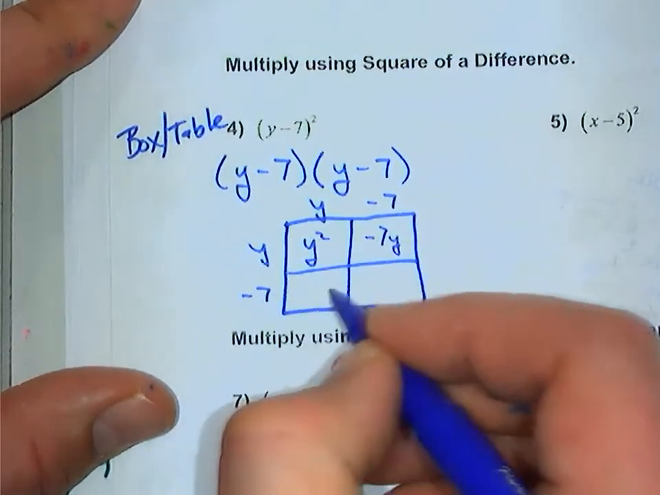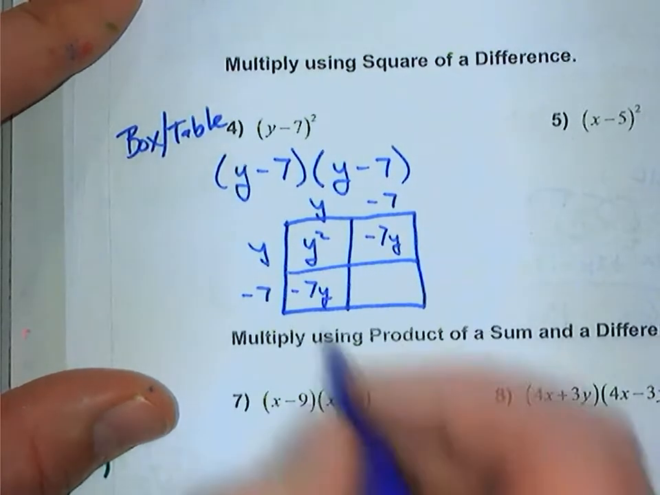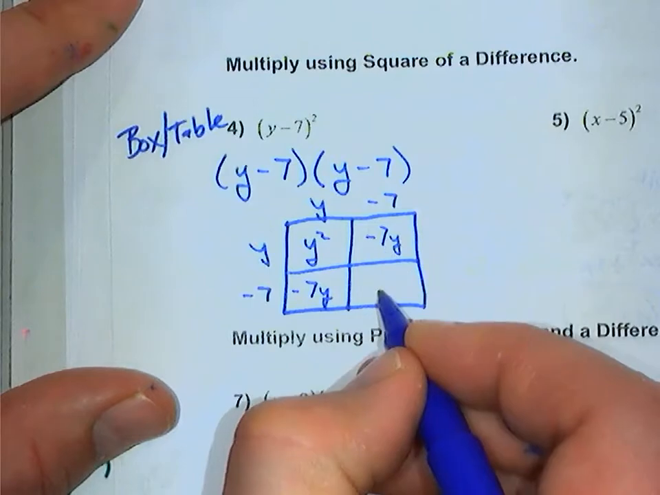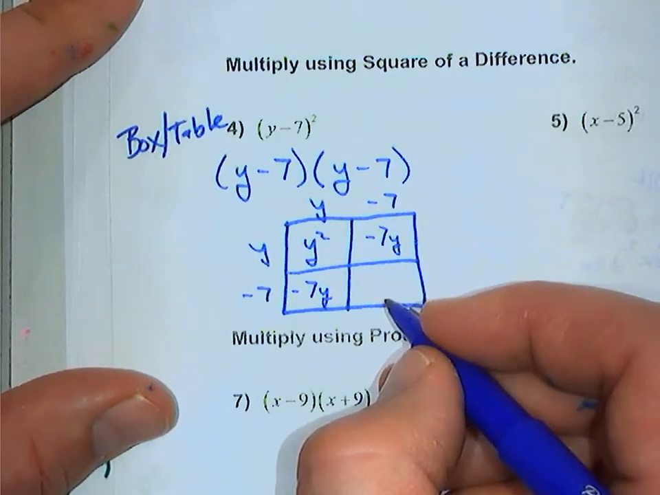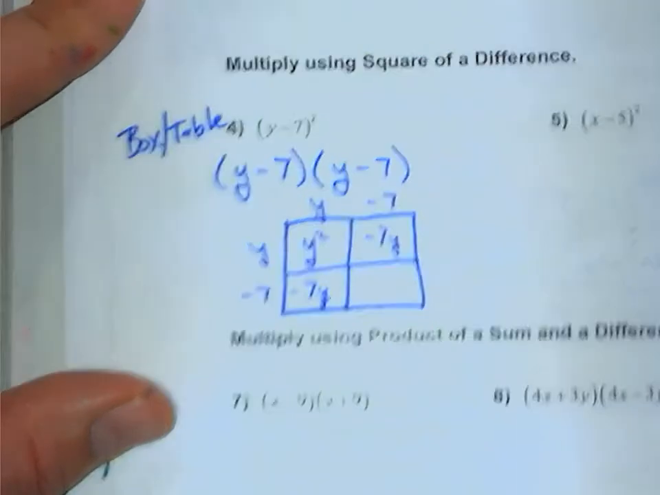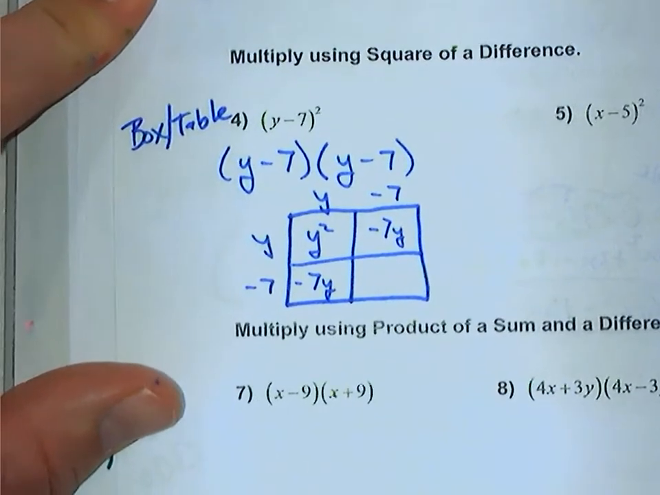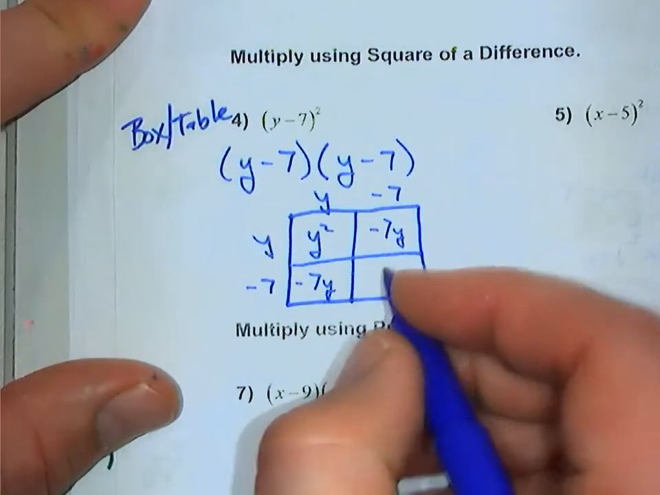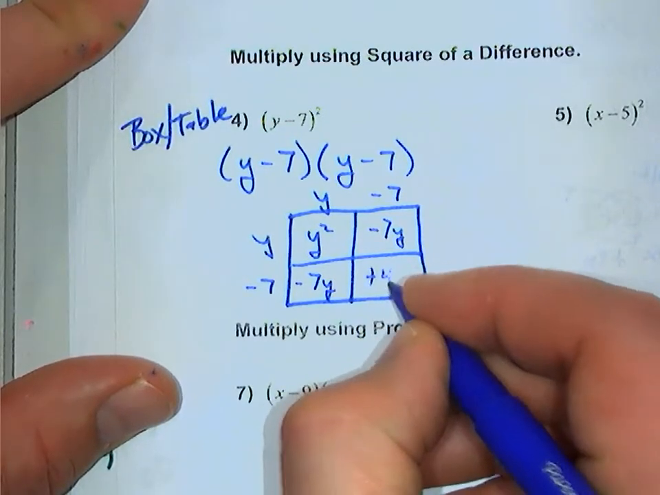Same thing happens in this box. That's negative 7y. And then what's negative 7 times negative 7? What do you guys get? Negative 7 times negative 7. Negative 49. Close. What's the negative times the negative? Positive 49. Very good.